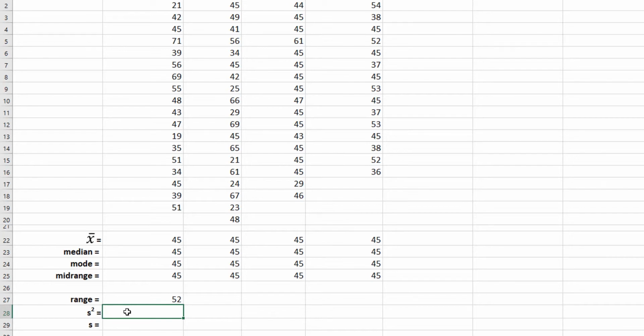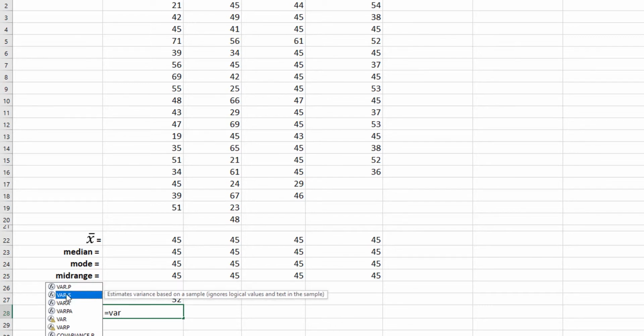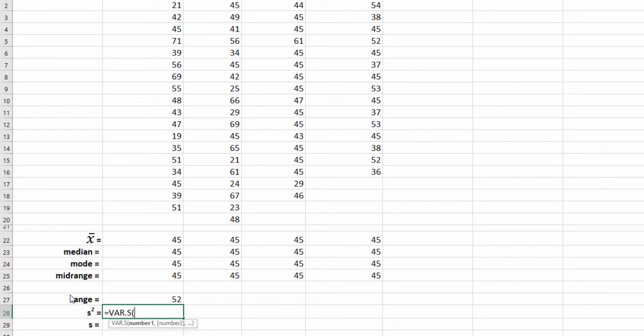So for variance, let's try typing in equals VAR. If we take a close look, you have a couple of these legacy functions here, so we're not going to use those. I said we're going to find the sample variance, so that's this one, var.s for sample. I'm going to grab the first one, go down to the 20th row, and then close parentheses.